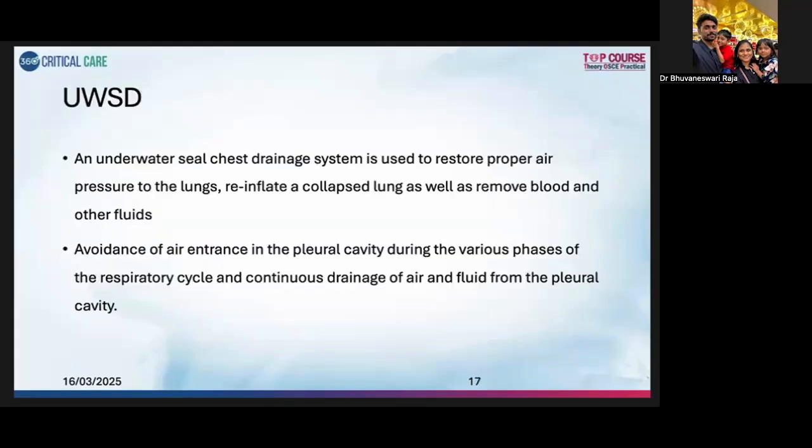Once you put in the tube, you should connect it to an underwater seal drainage. This underwater seal drainage restores the proper pressure on the lungs and helps to re-inflate the collapsed lung, and also removes blood and other fluids via gravity. It also acts as a one-way valve so that whatever you remove does not re-enter the thoracic cavity.